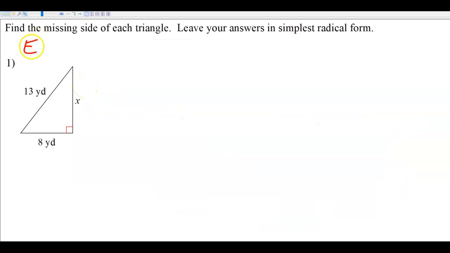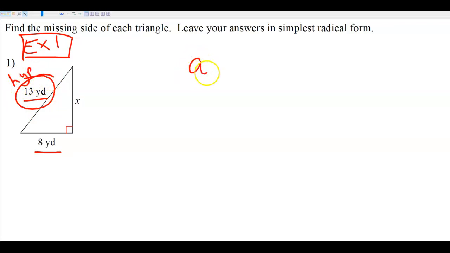We'll call this example 1 for today. We have a right triangle, and there are two sides given. It's important to identify which side of the triangle is the hypotenuse, and this side here is the hypotenuse. When we plug it into our formula, a squared plus b squared equals c squared, it is important to recognize that the 13 will go where the c is.